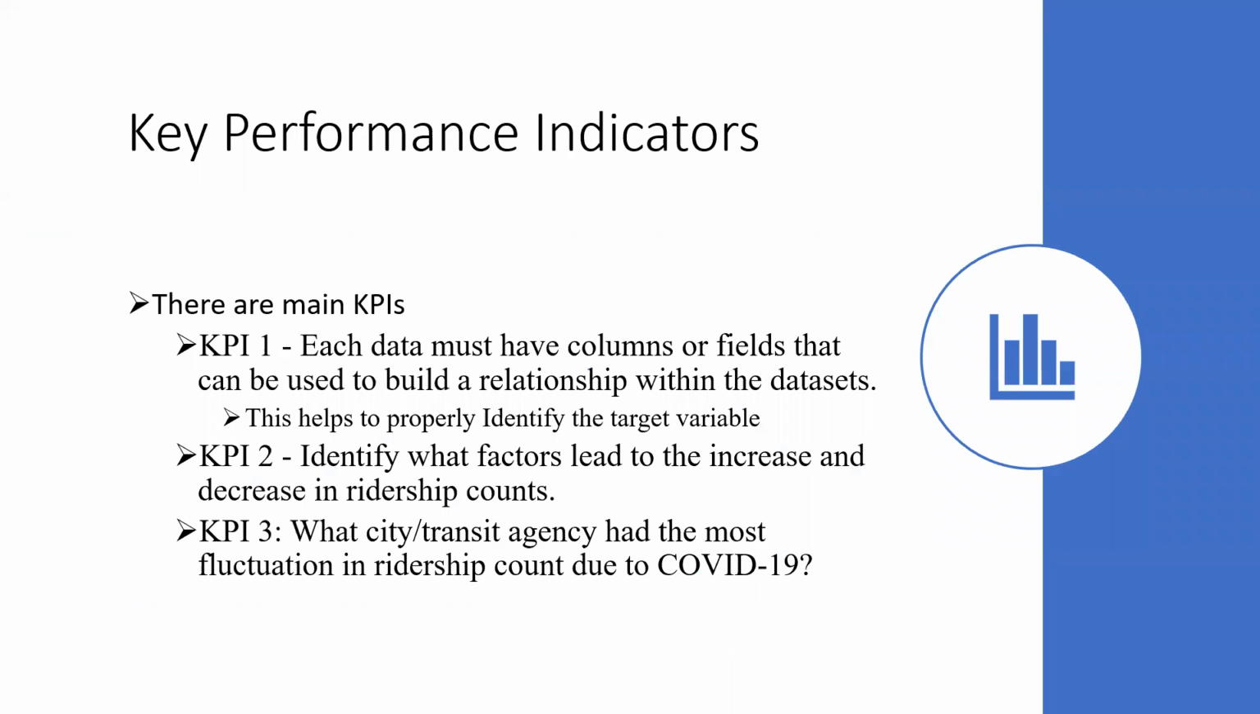So for the key performance indicators, I have three. The first key performance indicator is basically making sure that each data set has a relationship, because based on that, I'll be able to identify a target variable. So that's the first KPI. And then the second KPI is identifying what factors lead to an increase or decrease in ridership counts. And then the third KPI is answering what city or transit agency had the most fluctuation in its ridership count due to COVID-19.